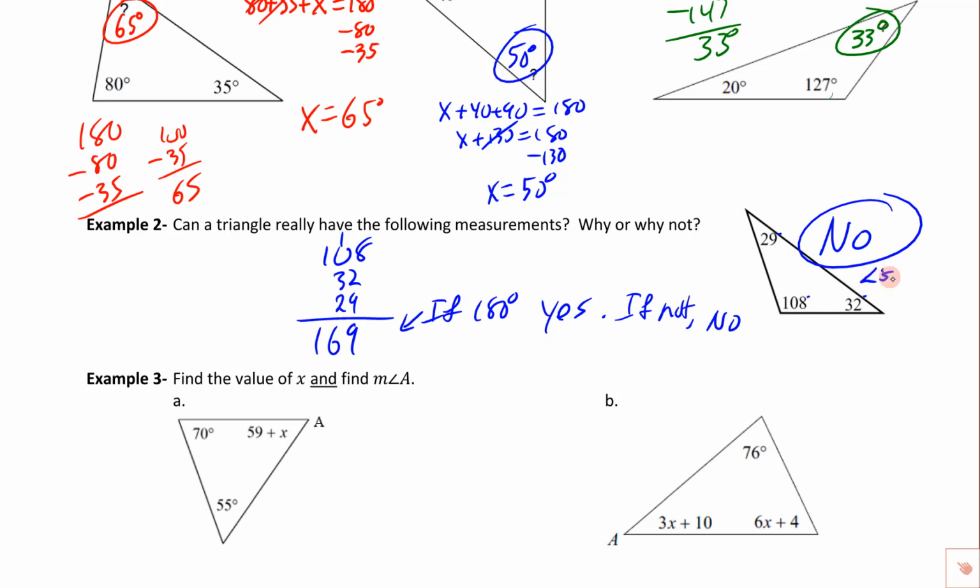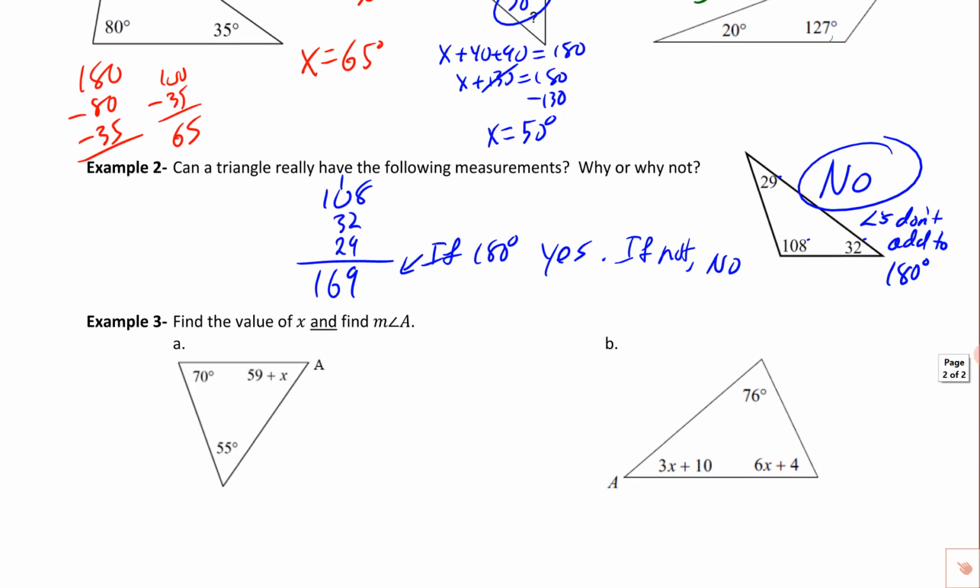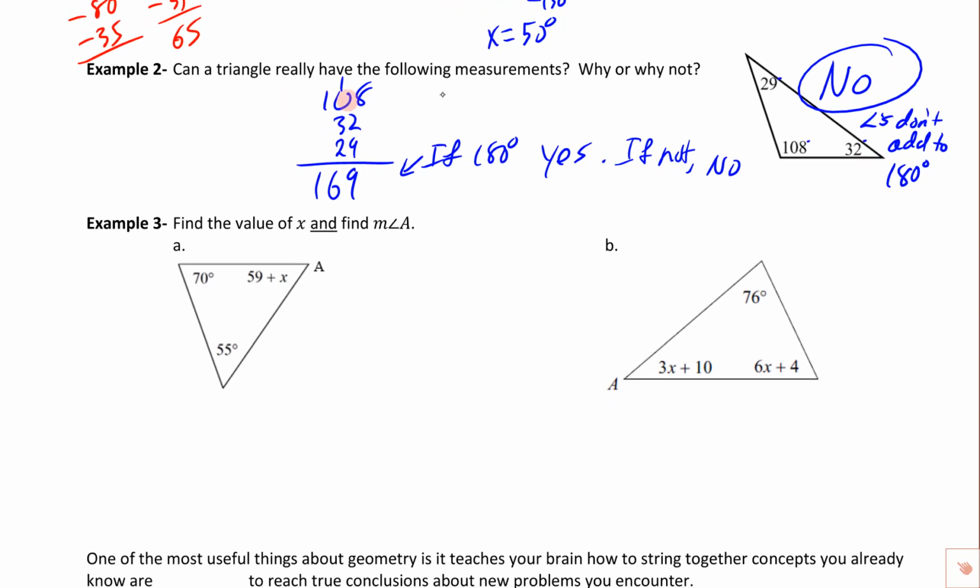So we'd say angles don't add to 180 degrees. Okay? Perfectly good work and reasoning. We've answered the question and given some justification. So we said the answer, and it says why or why not, and we gave our reason there.